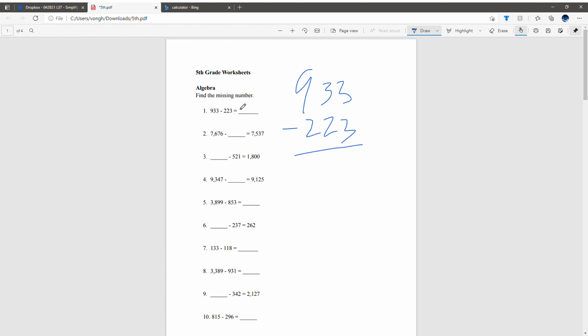So here, when you get a problem like this, you just subtract normally. So you get 3 minus 3 equals 0, 3 minus 2 equals 1, and then 9 minus 2 equals 7. The answer is just 710.